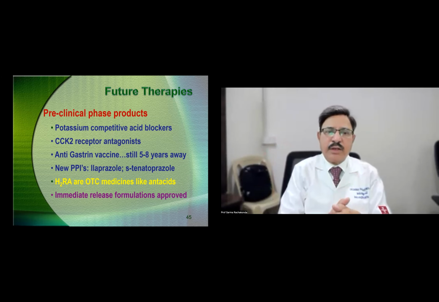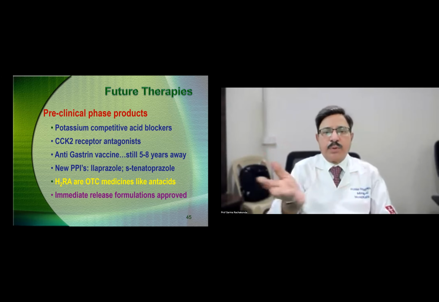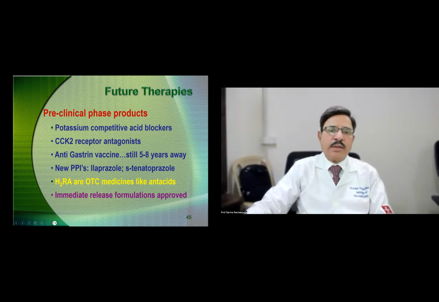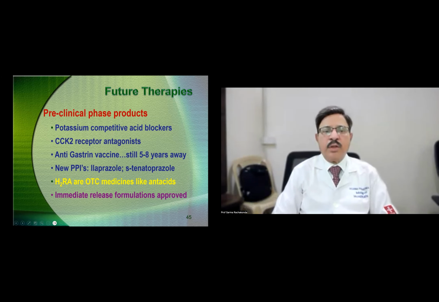Anti-gastrin vaccine, and then new PPIs like elaprazole is already available, and then tantaprazole is also available. The advantage of elaprazole is you can use it once a day.